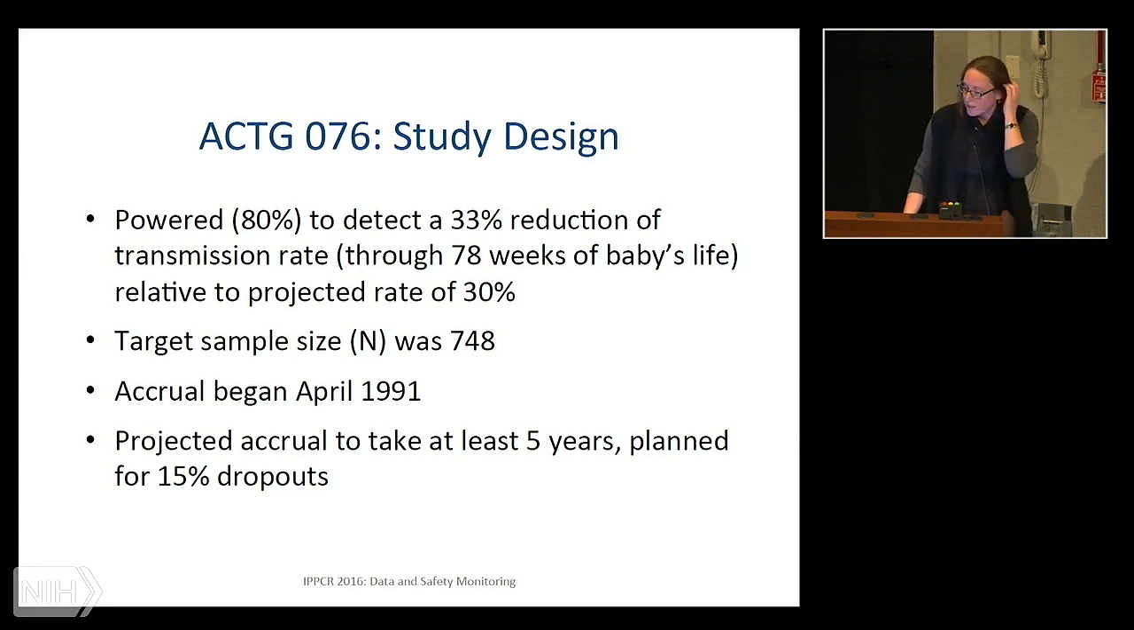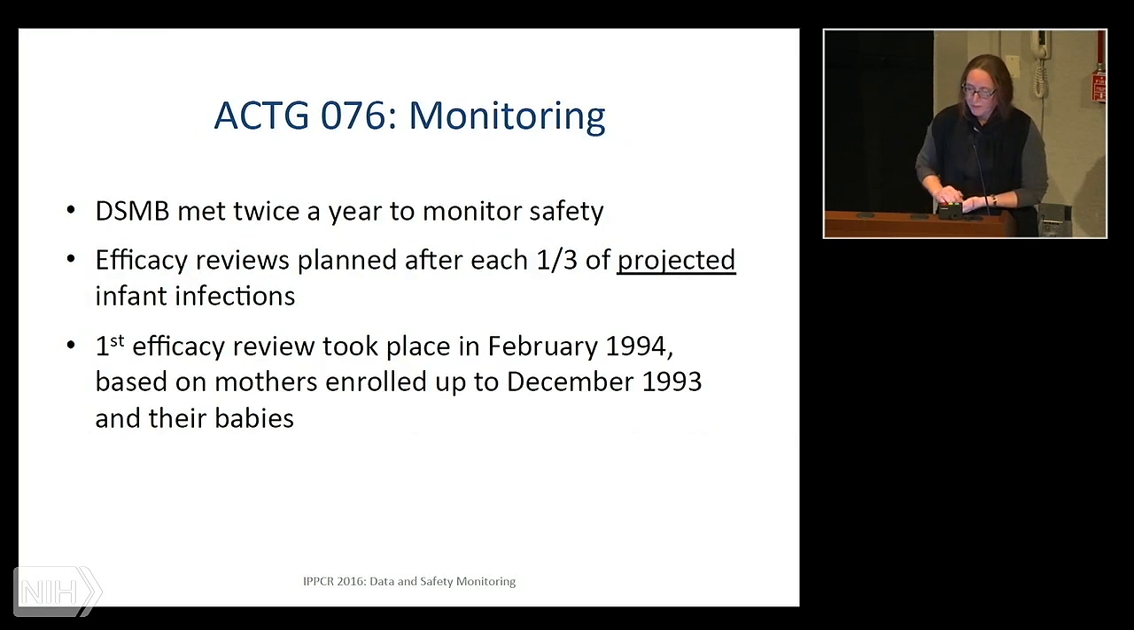And actually, now that I'm reading this slide, remembering the 748 is the number of mother-baby pairs you needed for the expected event rate to have 80% power. So already you have to do a little bit of a guessing game for sample size, which is another reason why you might have a DSMB look partway through to make sure you're on track in terms of your projections and having adequate power. So the projected accrual was to take 5 years, and they were planning for 15% dropout.